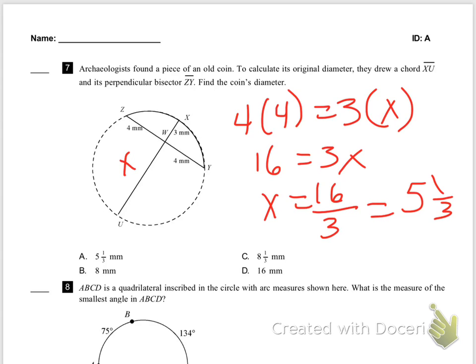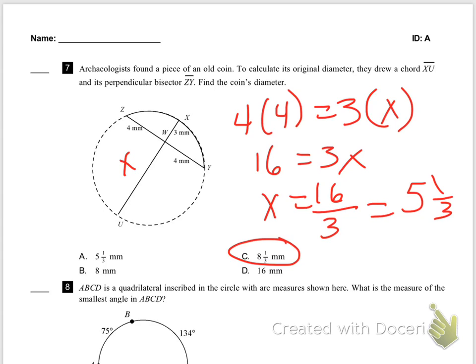XU is a diameter. How do we know that? Well, because we know that XU is perpendicular to ZY and that XU is bisecting ZY. Anytime you have two chords in a circle where one is the perpendicular bisector of the other, that perpendicular bisector must be a diameter. So XU is the coin's diameter. So we're going to have to take that value for x, the 5 1/3, and add 3 to it, and we're going to get C, 8 1/3 millimeters.